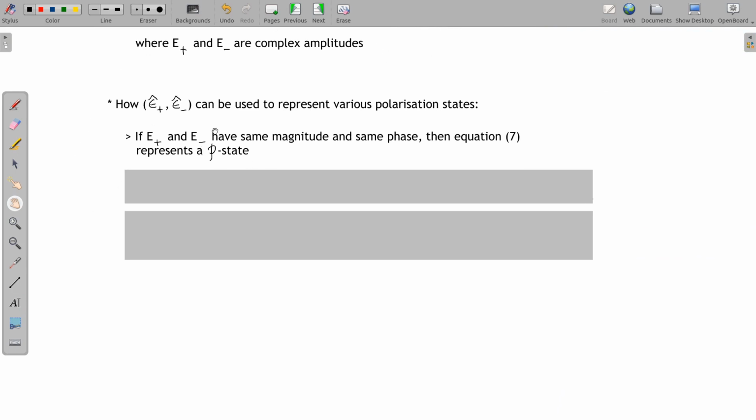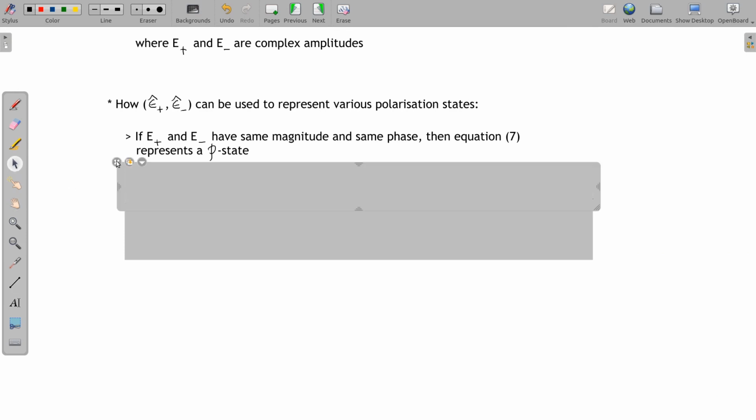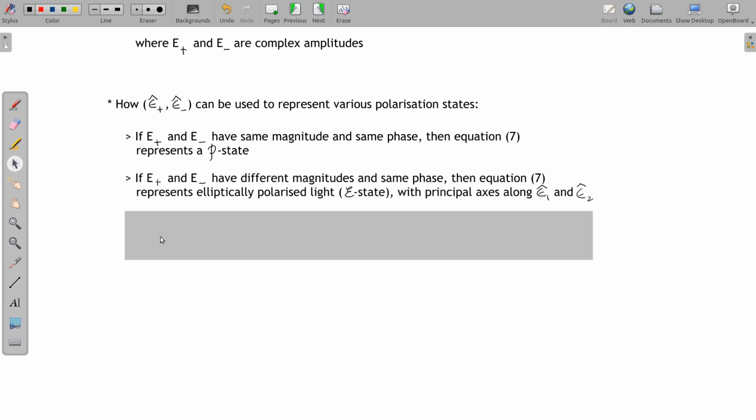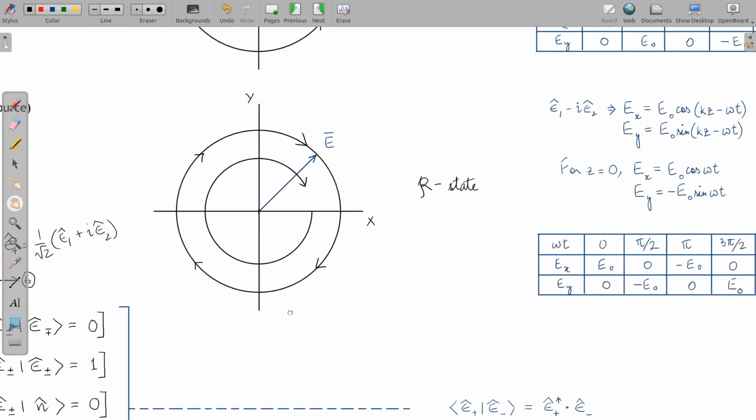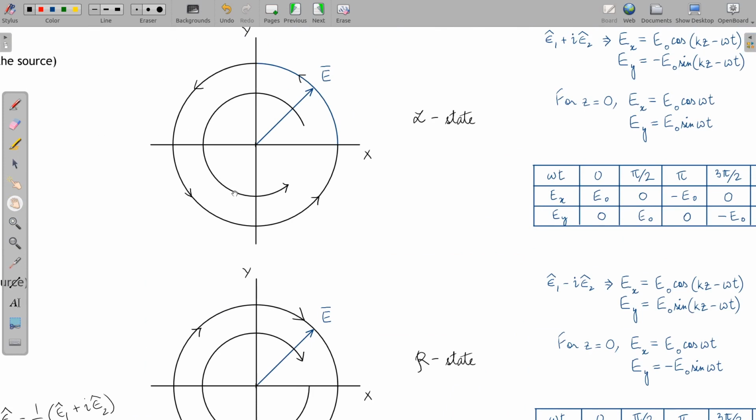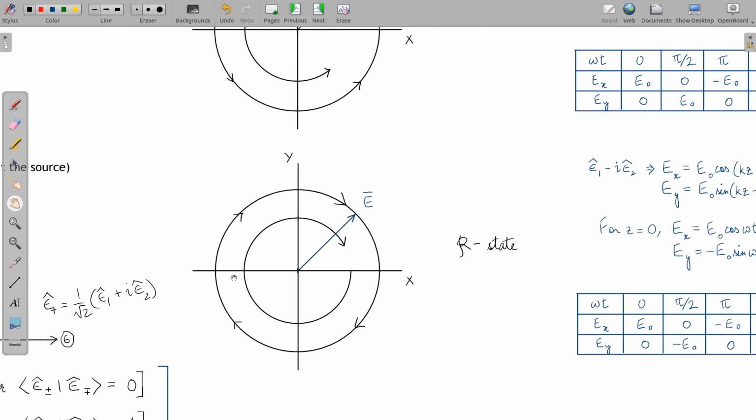So we can represent R state, L state, and P state using this, and any other combination will give us elliptically polarized light, that is the E state. E state is basically where the tip of the electric field vector, instead of tracing out a circle as in this case, or tracing out a line, traces out an ellipse.